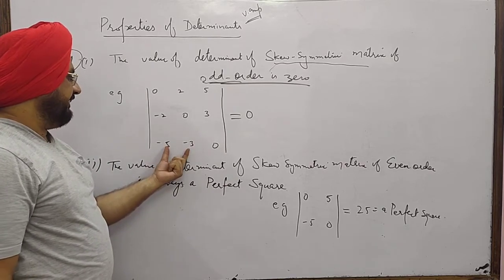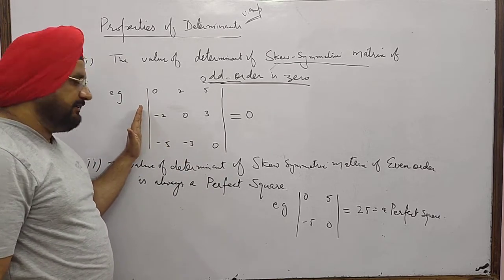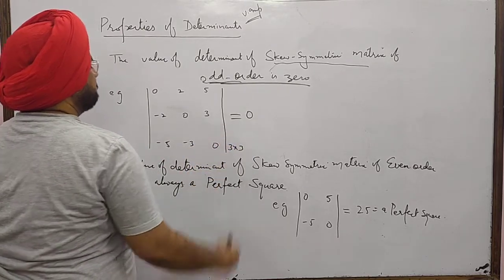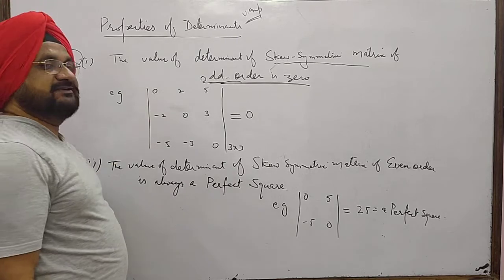So this is the skew symmetric matrix determinant whose order is odd, which is 3 by 3, its value will be always 0.